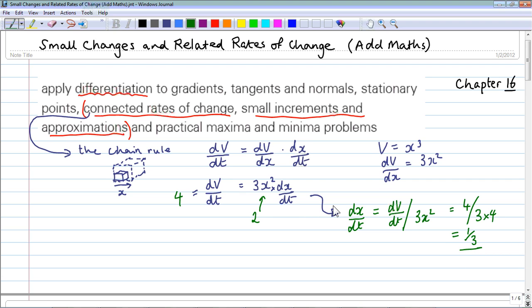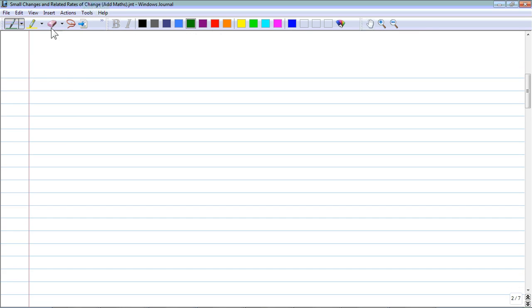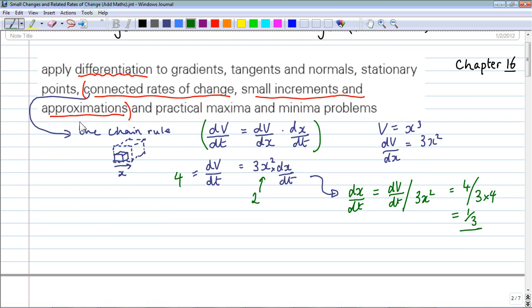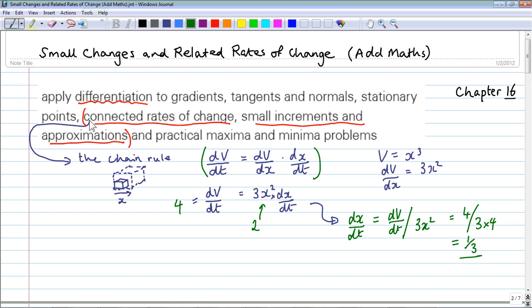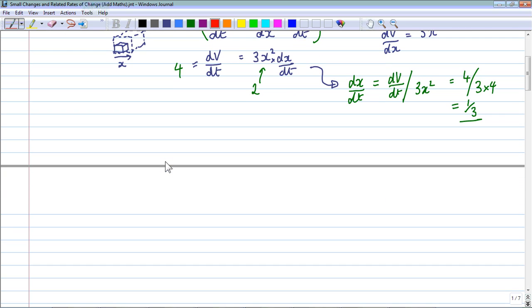So basically what we're doing is using the chain rule as a multiplication law, A equals B times C. So this can be very useful in practical situations. Now let me just insert another page, and let's briefly discuss what is meant by this phrase, small increments and approximations. So what's that talking about?